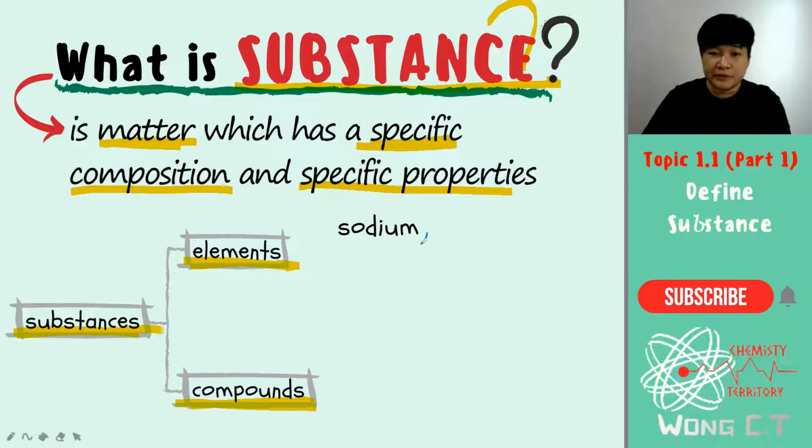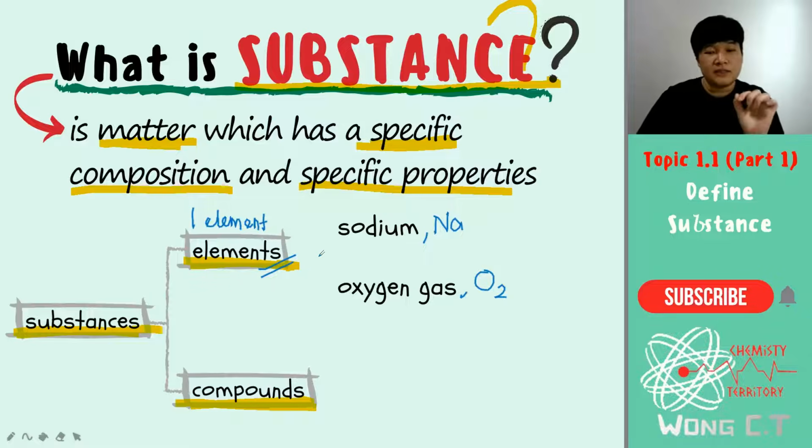Element, for example, sodium, your Na. Oxygen gas, your O2. Look at that, there is no mixture, just one element. You cannot mix them up, okay? Just one single element. If you are using Na, then just Na. Oxygen gas, then just oxygen. Or chlorine, just Cl2. Alright? Magnesium, just one element, okay?